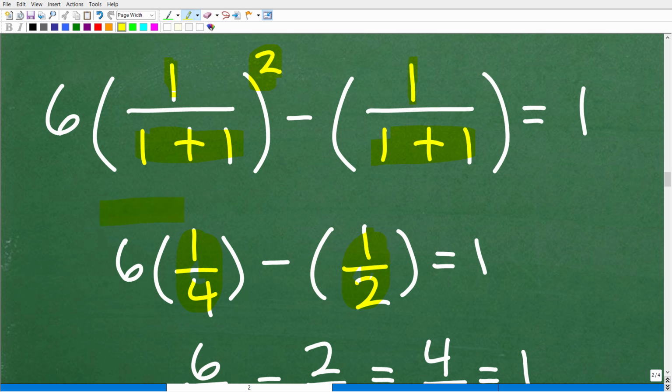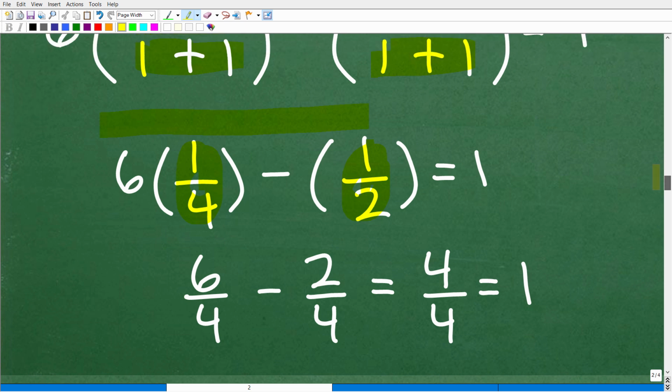All right, so I'm going to just check this work on the left and see if it in fact is equal to 1. So let's go ahead and finish this up. So I have 6 times 1/4, that's 6/4 minus 1/2. 1/2 is the same thing as 2 over 4. And so now I have these fractions both have the same denominator.